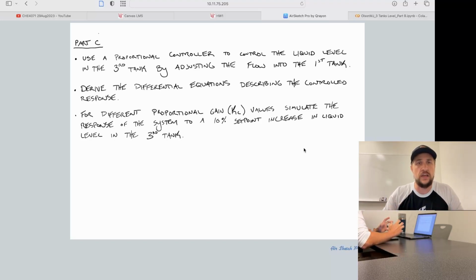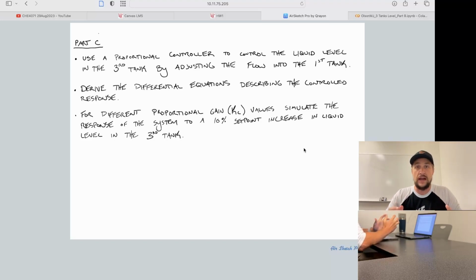In part C here, we're going to use a proportional controller to control the liquid level in the third tank. There are multiple ways we could do it, but in this video, we're going to do it by adjusting the flow going into the first tank. So we're going to put a set point for the third tank, and then we're going to adjust the flow coming in to the first tank.